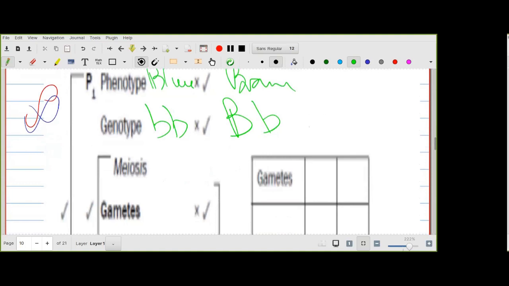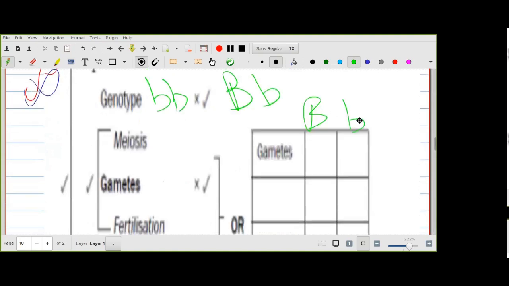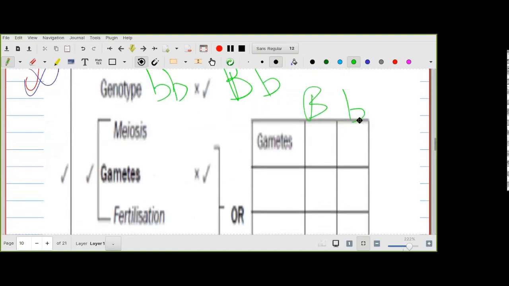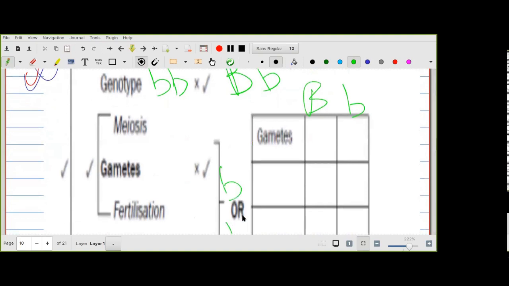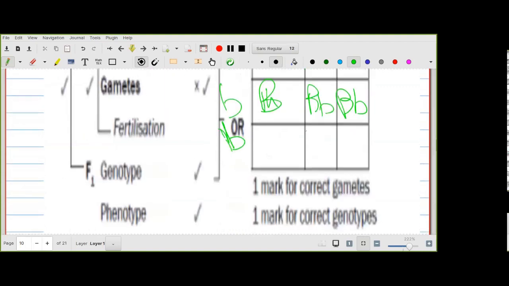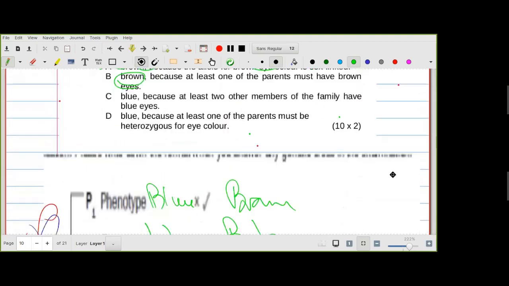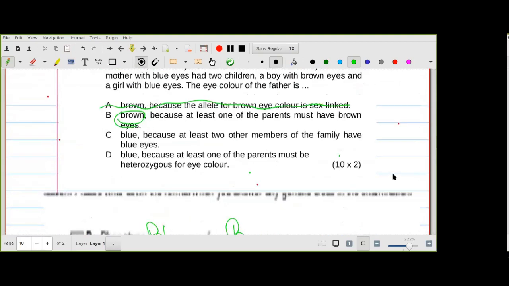So let's cross them quickly before our time runs out. So there's meiosis happening. And small b, there we go. That's going to be capital B, small b, brown eyes, the bottom's going to be small b, small b, small b, small b. 50% brown, 50% blue eyes, and so that's why daddy has to have brown eyes.